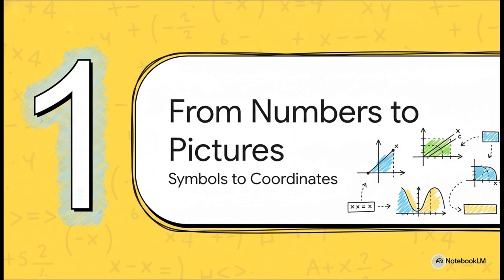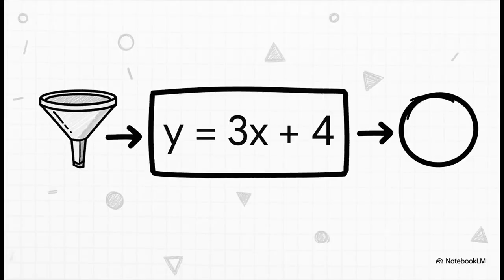Okay, first up, let's cover the most fundamental step of all, translating the symbols in an equation into points on a map. Think of the equation as your treasure map, and the coordinates we're about to find, well, those are the x's that mark the spot. We'll start with this classic linear equation. This is our first set of instructions. And the rule is super simple. Whatever number you decide to plug in for x, y is going to be 3 times that number plus 4. That's it. That's the whole rule.